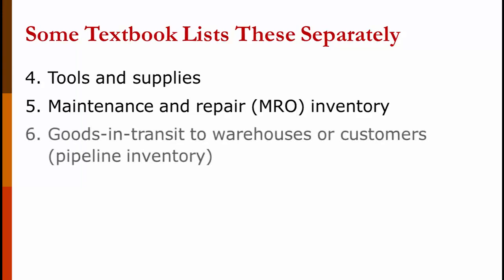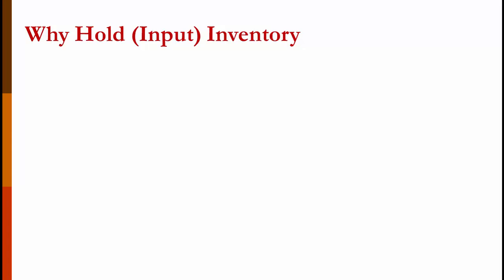And then some textbooks will list goods in transit separately from output inventory. And goods in transit inventory in this context are also sometimes called pipeline inventory, even though it's on a truck or a ship and it's not in a pipeline. Holding inventory is expensive. So given that it's expensive, why do we hold input inventory? One major reason is unreliable suppliers.